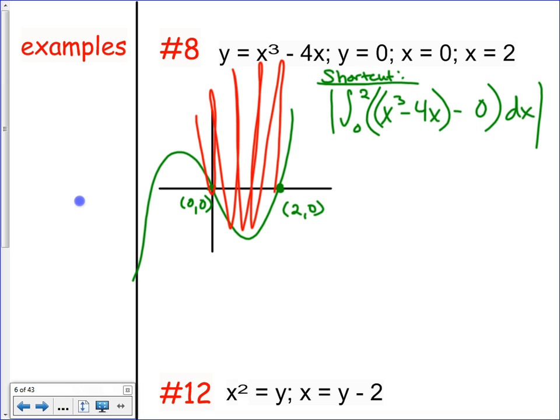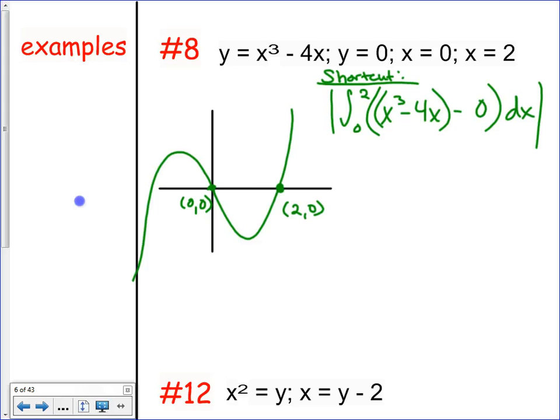Why did they tell you y equals 0? It's a bound. It's a boundary. So what boundaries do I have? Well, I have the curve. I have y equals 0. And I have x equals 0 and x equals 2. What piece of the graph is cut at 0 and 2 and bounded by the curve? This one right here. You guys see it?